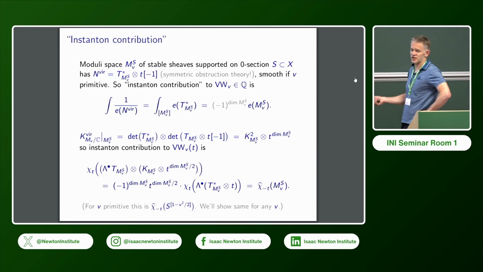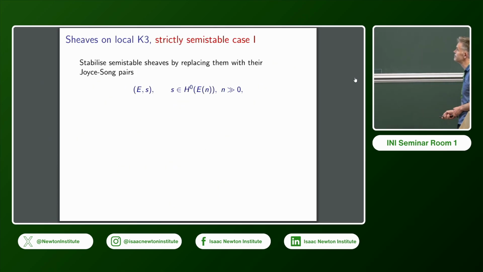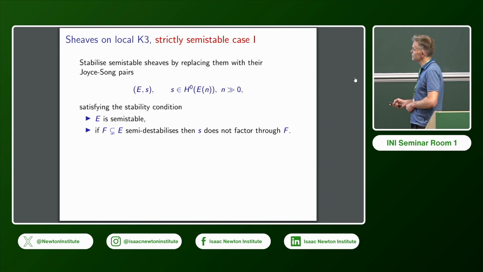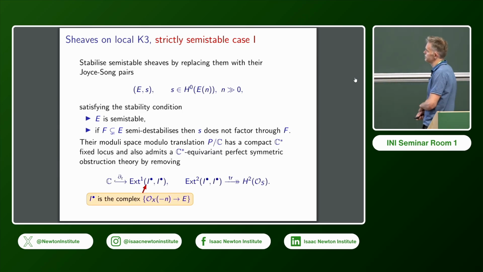All right, so this slide was just to give you a feeling that roughly speaking, some invariants are Euler characteristics, others are refined to be these normalized Hirzebruch genera. Now, when you have strictly semi-stable sheaves, what you do is you stabilize them, get rid of their automorphisms by taking their Joyce-Song pairs. So this is where you replace the sheaf by a pair, sheaf plus section, and the stability condition is the sheaf is semi-stable, but the section does not factor through any semi-destabilizing subsheaf. All right, and that turns out to be a good moduli problem, proper if the geometry is proper and so on.